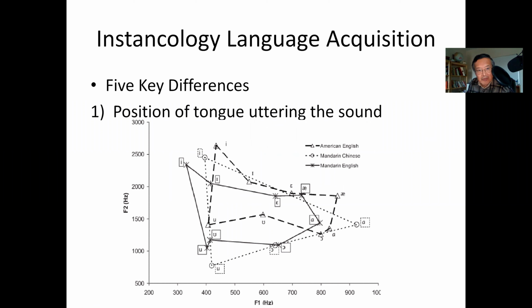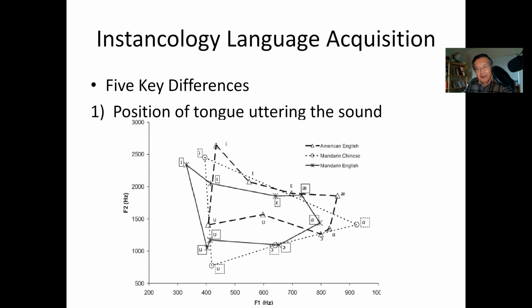Number 1, position of the tongue after the sound. Many people treat this very lightly. I hate to say that. 99% of learners have a hard time to articulate precisely. Their tongue cannot reach that point exactly.